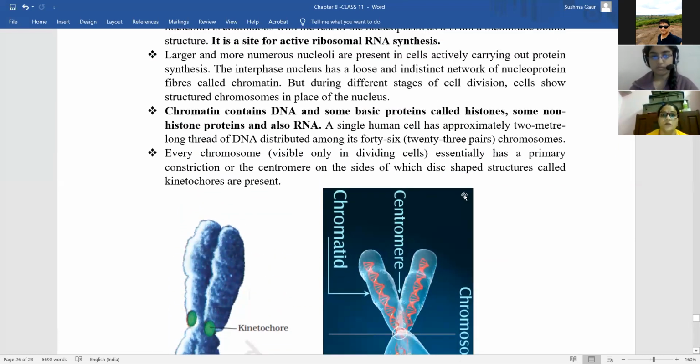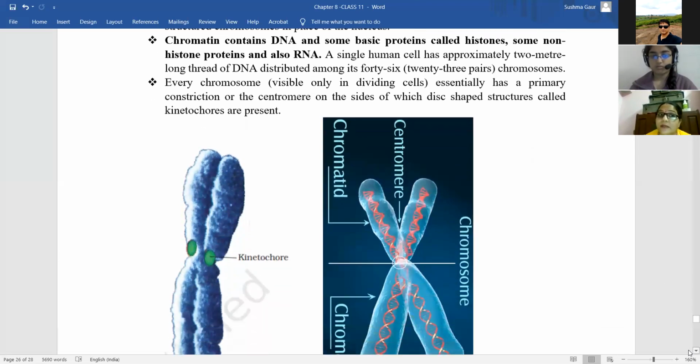Okay. So what is chromatin? It contains the DNA and some basic proteins known as histones and some non-histone proteins and also RNA. A single human cell consists of a 2-meter long thread of DNA that is distributed among its 46 chromosomes, that is 23 pairs of chromosomes we have. So total is 46. So this 2-meter long DNA will be distributed between these 23 pairs.